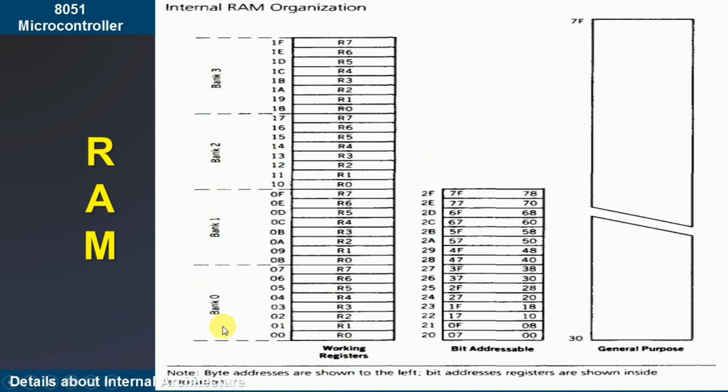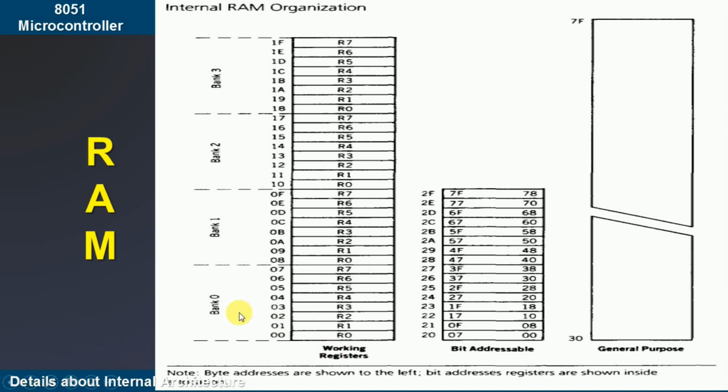These are the 4 banks, and in every bank we have R0 to R7, R0 to R7, R0 to R7, R0 to R7. Every bank contains 8 registers, and every memory location has an address. Remember, as I told you in the programming model, every register has an address. Only one register does not have an address, and that is the program counter register.